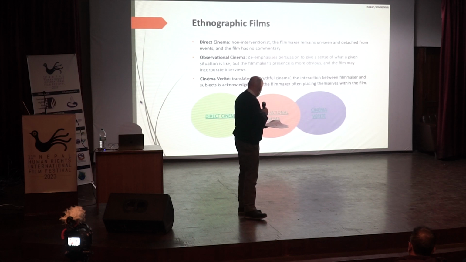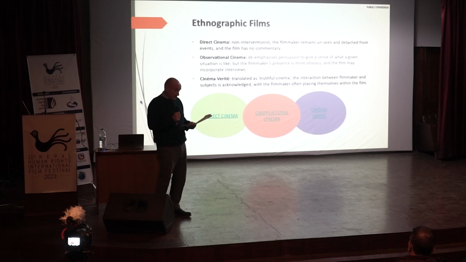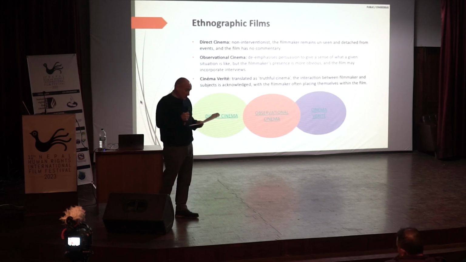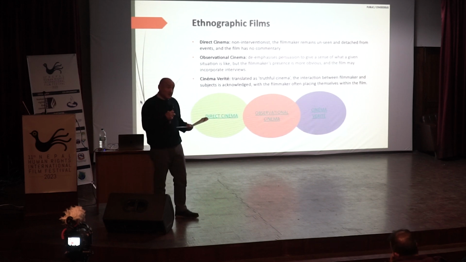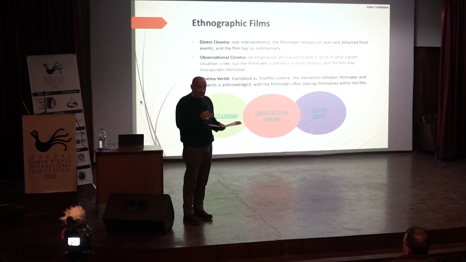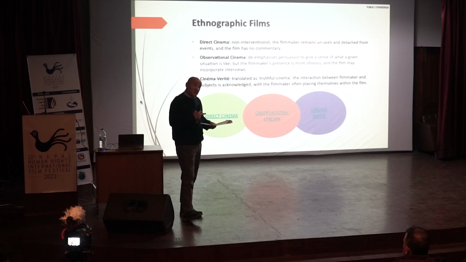And then we come to cinema verite, and cinema verite is translated as truthful cinema. The term cinema verite, Jean Rouch from France, if you're familiar with Jean Rouch's filmmaking. Truthful cinema, and this is the interaction between the filmmaker and the subject, and that interaction is acknowledged. So we quite often see the filmmaker, as a documentary maker, placing themselves into the film. And it's their interaction with the subject matter and the subjects of their film. That could be people, it could be animals, it could be landscape. But the filmmaker's interaction with the subject matter is much more apparent in the film.